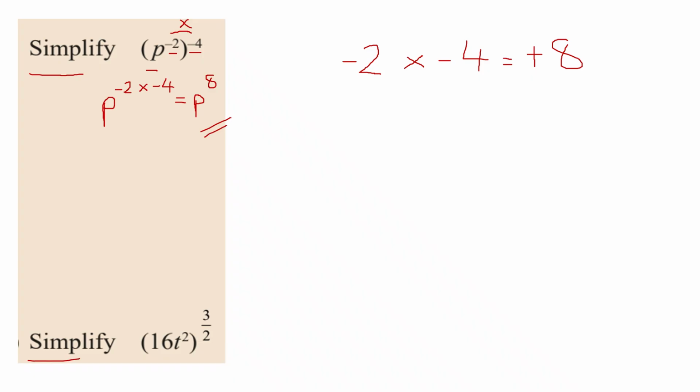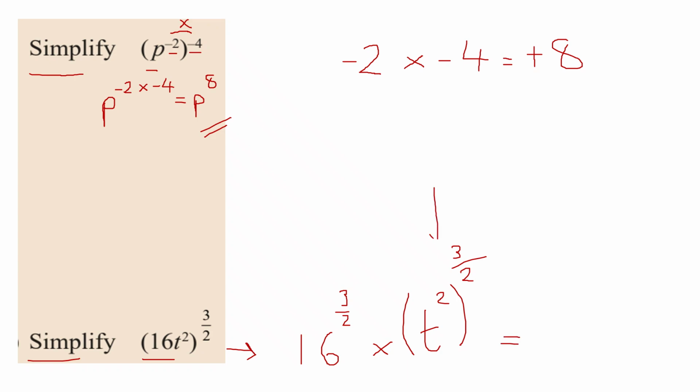Next up, simplify 16t squared all to the power of 3 halves. Well, here I can first split this up into two parts. I can write it as 16 to the power of 3 halves multiplied by t squared to the power of 3 halves. Now this part is the exact same as the previous part. I can multiply the powers. So that part here will be times t to the power of 2 lots of 3 halves.